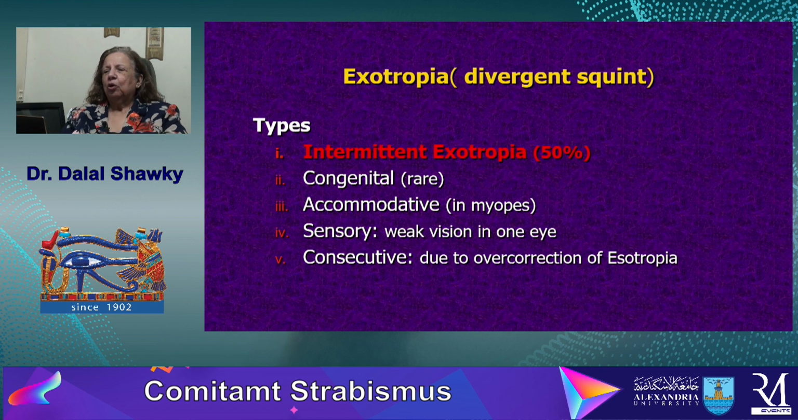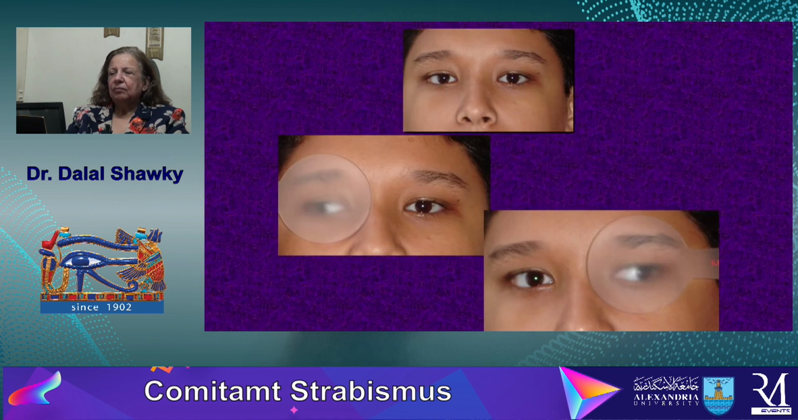So exotropia or divergent squint, there are many types, but here 5 types. Not like esotropia, where there were these 4 types: congenital, accommodative, sensory or weak vision in one eye, and consecutive. Here we have an important and most common type, which is intermittent exotropia, in about 50% of cases.